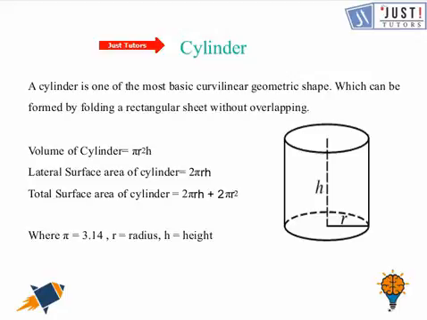A cylinder is one of the most basic curvilinear geometric shapes, which is formed by folding a rectangular sheet without overlapping. So this is how you see it, and volume is calculated by using the formula pi r squared h. Lateral surface area is 2 pi r h, where h is the height of the cylinder, and total surface area is calculated by adding lateral surface area to the area of the two circular bases on the top and on the base. So it's 2 pi r squared. You can use the value of pi as 3.14 or 22/7, whichever is convenient to you.